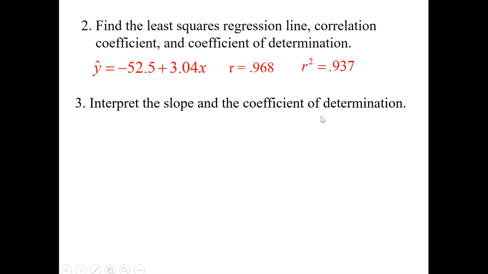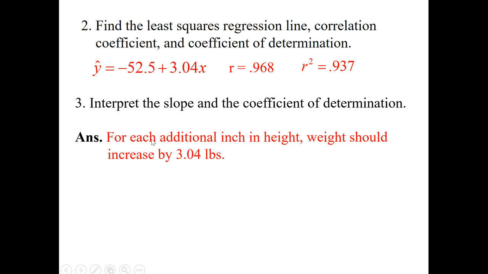And then coefficient of determination, well, which one? Are you talking about this one or are you talking about this one? You have to make sure you know correlation coefficient is r and coefficient of determination is r squared. So how do you interpret those two things? The slope: for each additional inch in height. So as x increases by 1 unit, in our case, we'd say additional inch in height.